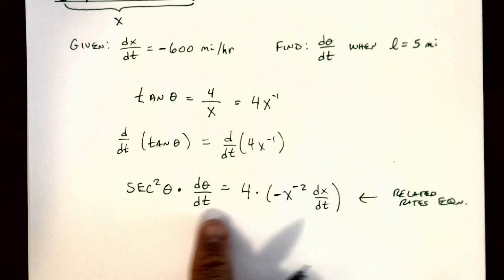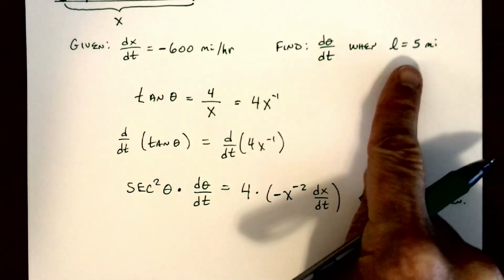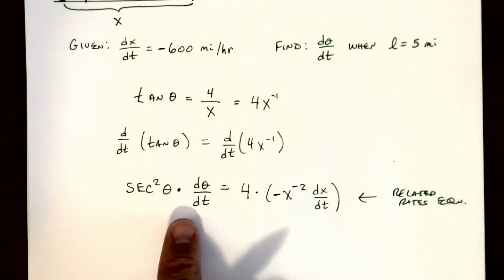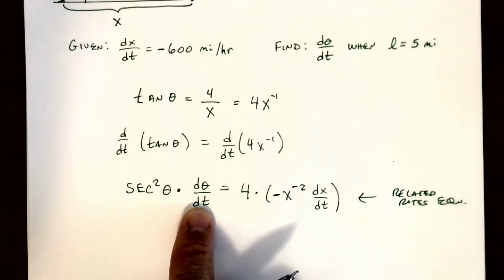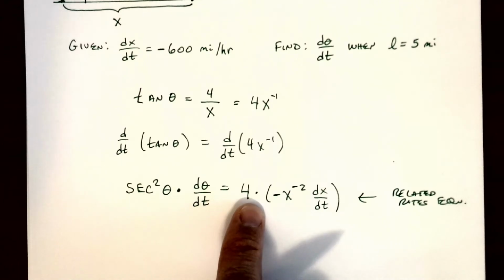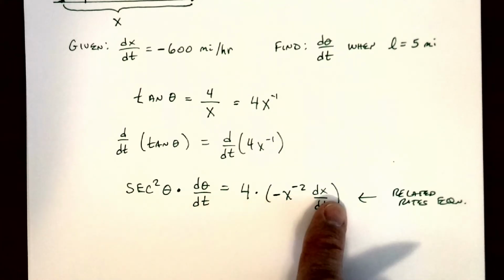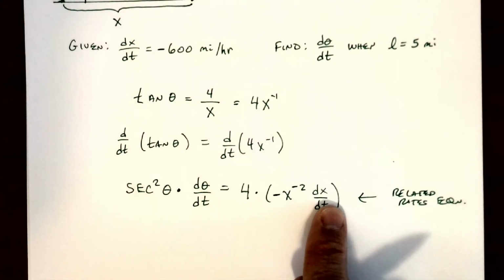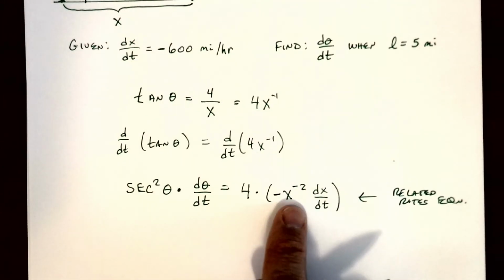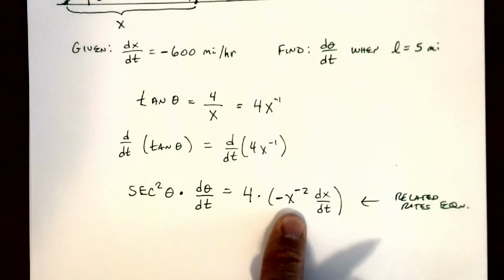Now, can I begin plugging in now? Don't plug in any values that we know yet. Now, it's interesting. What I need to find is secant squared theta here. I'll need that, d theta dt, and x, and then dx dt. Of course, I know what dx dt is. That's given, so I can replace dx dt with that. What about x? Let's talk about that. How do I know what x is?